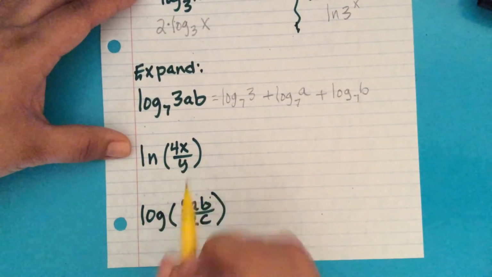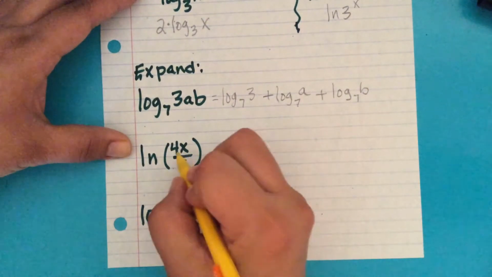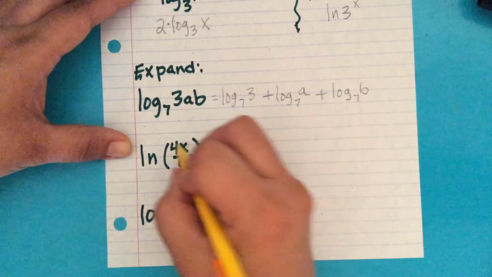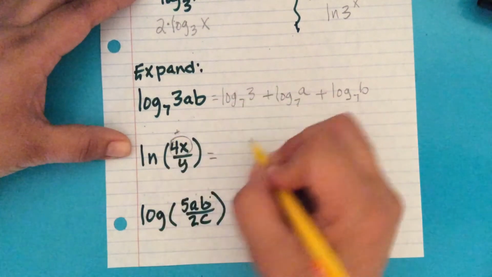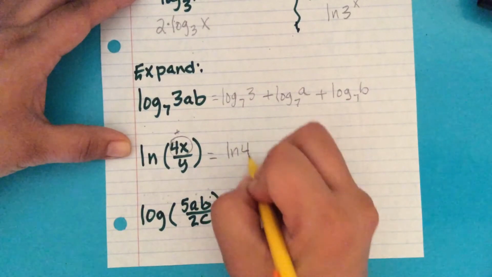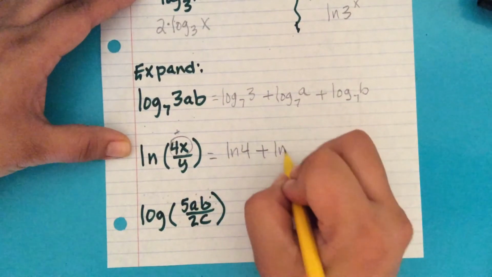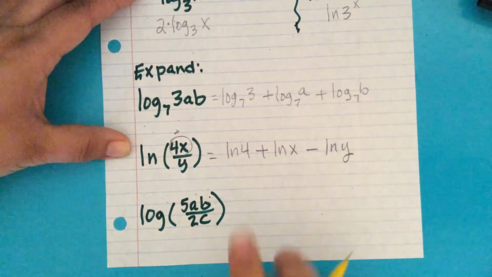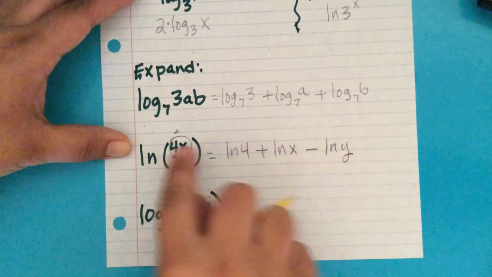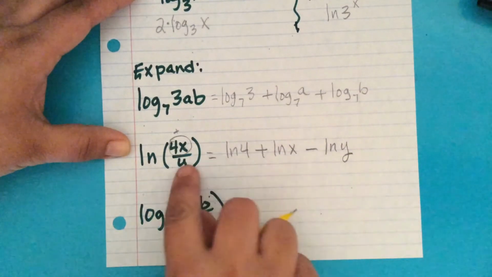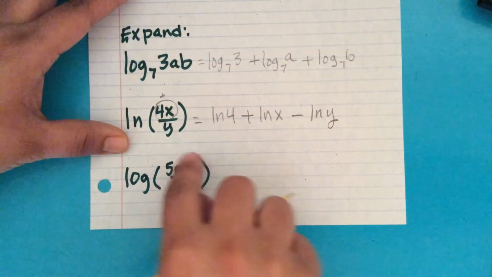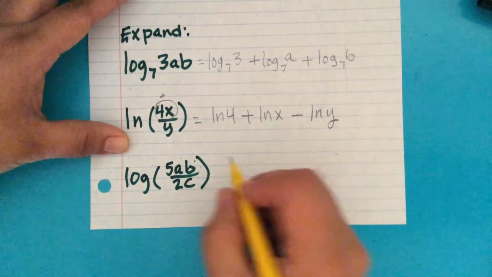You have the natural log now. You have a combination of things. You have multiplying and a dividing. So multiplying means you change it to an addition. So natural log of 4 plus the natural log of x minus the natural log of y. So that's an addition, means multiplying. Subtraction means you divide. Here you have a combination of multiplying on the top, dividing on the bottom.